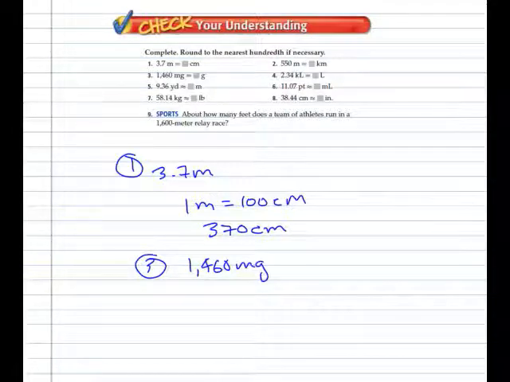Number 3, 1,460 milligrams. I'm going to convert that to grams. And what I know is that 0.001 grams equals 1 milligram. So I'm going to multiply 1,460 by 0.001, and my answer is going to be then 1.46 grams.